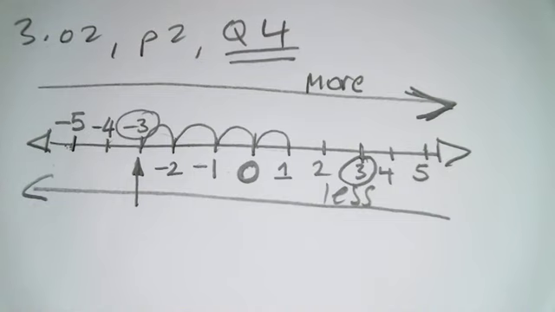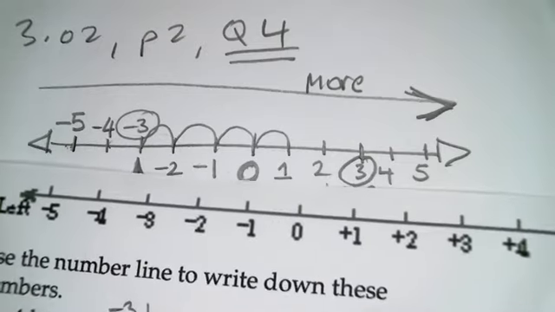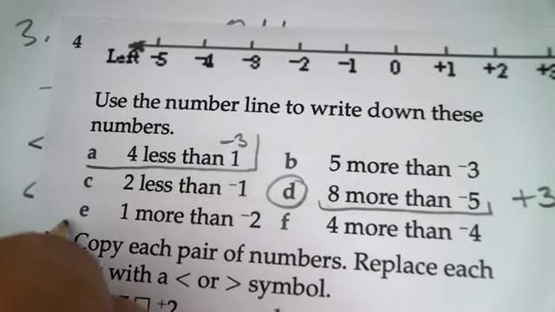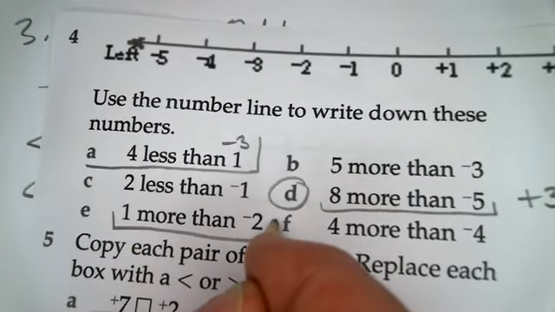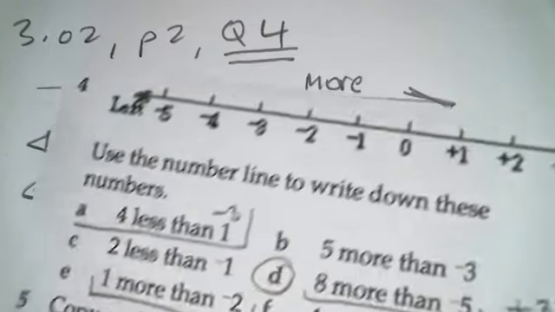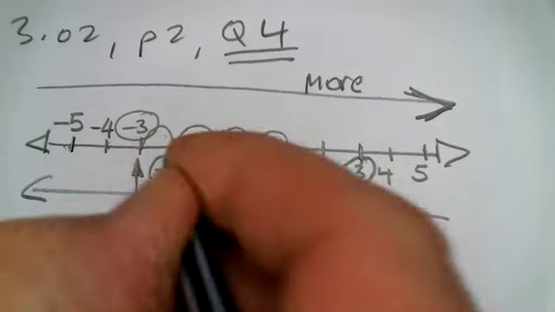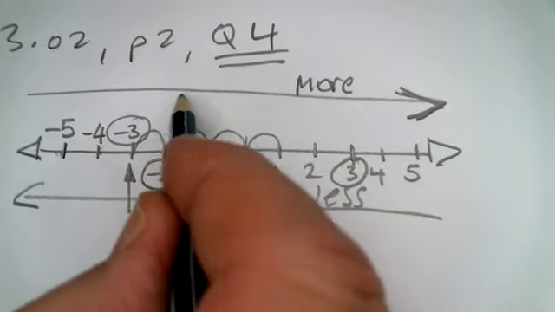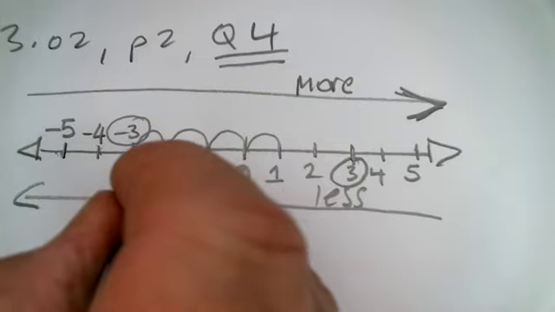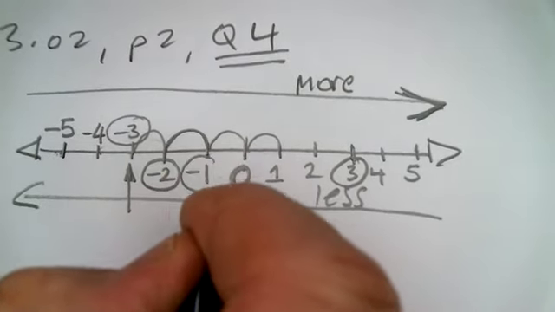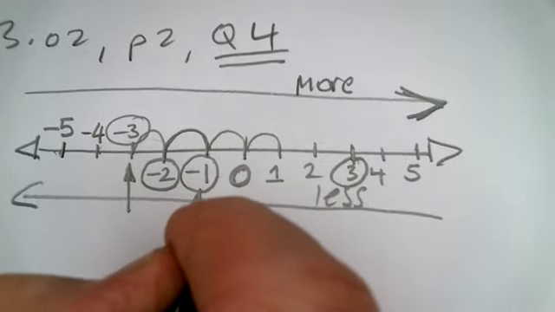All right, let's do just one more. Let's do question E. Here we go. Here's E, and it says 1 more than -2. Well, here is -2. There's my -2. And I'm going to go 1 more. Well, more is to the right. 1 more is going to be 1 space to the right, which leaves me arriving at -1.